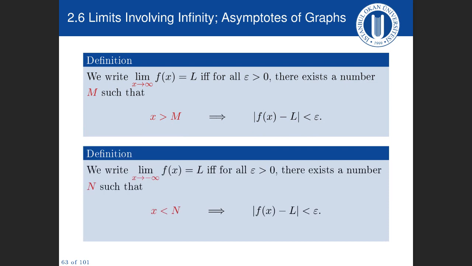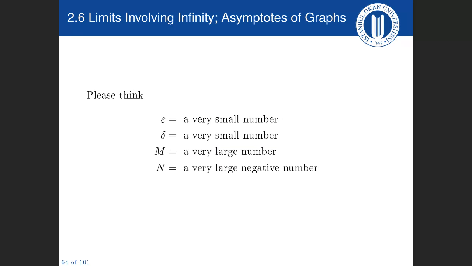We also have a similar definition for a limit as x tends to minus infinity. The only difference here is instead of x bigger than some big number M, we need there to be x smaller than some negative number of large size, capital N. Now, when we do limits, please think that epsilon is some very small number, delta is some very small number, capital M is a very large number, and capital N is a very large negative number.